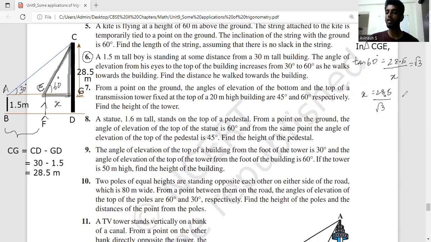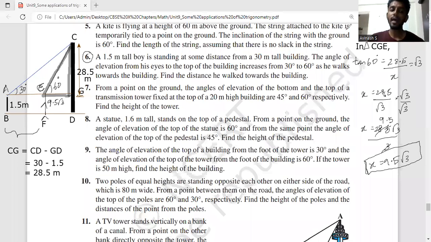Now the denominator should not be irrational, so therefore you take the conjugate, which is multiplying by root 3 into root 3. So you get the value of X as 28.5 root 3 divided by 3. And now when you cancel this, you get 9.5. So the value of X is 9.5 root 3. But this is not the answer. This is used to get the answer. So I have assumed it as X and I've got the value of X as 9.5 root 3.